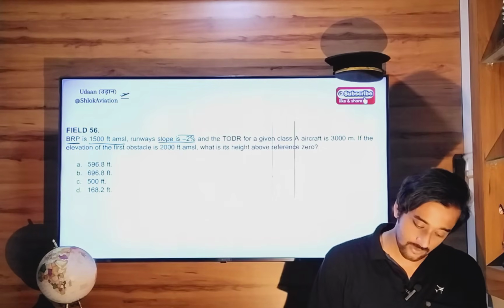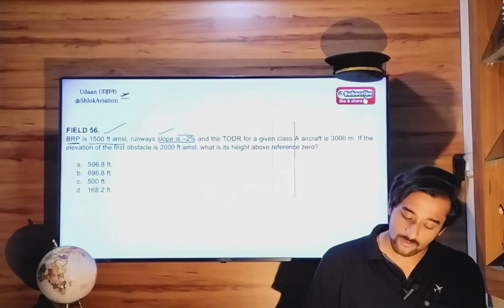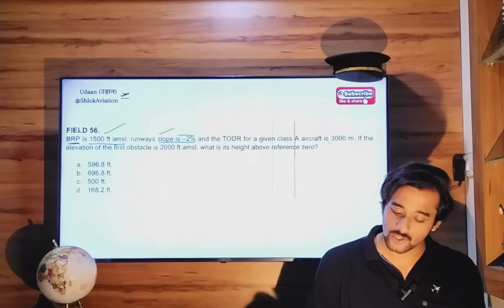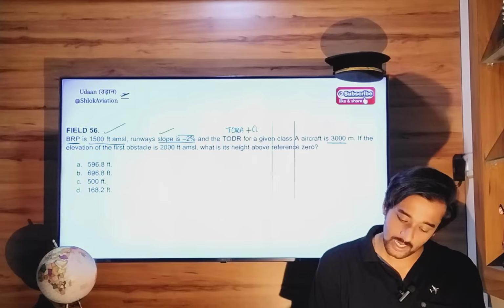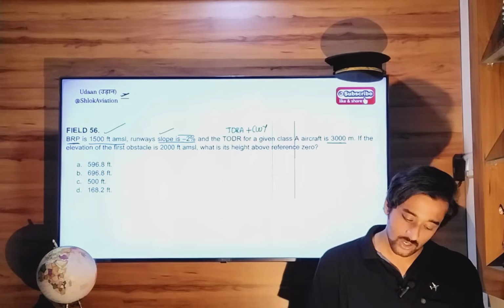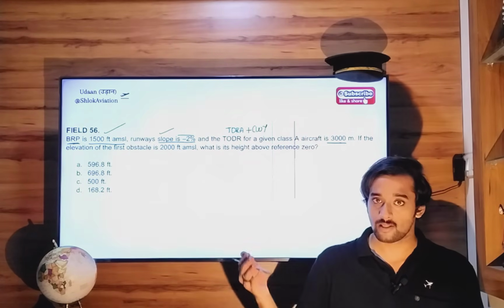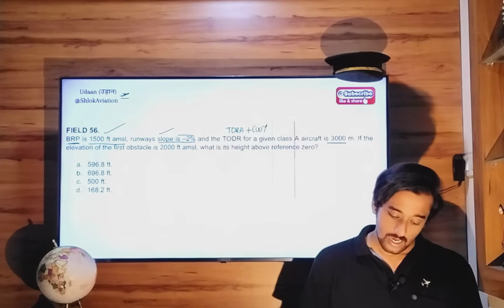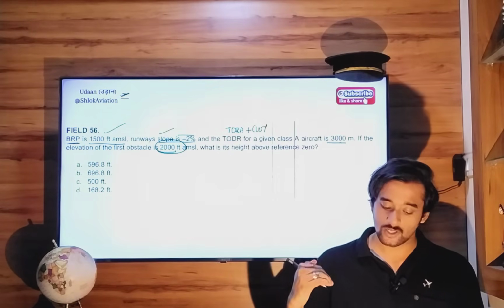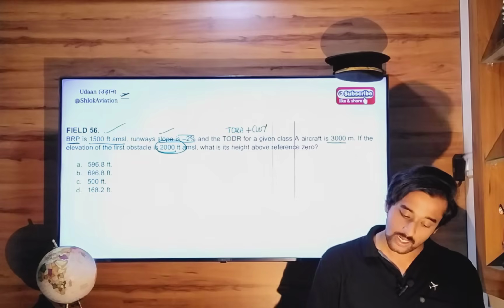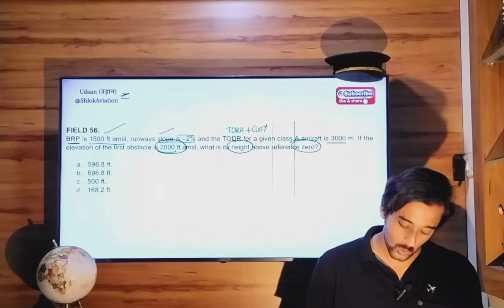Okay, so this signifies that takeoff distance required is 3000 meter. Takeoff distance is takeoff run available plus clearway. If the elevation of the first obstacle beyond the runway, runway ke bahar, there is an obstacle which is 2000 feet above mean sea level. What is the height above reference 0?